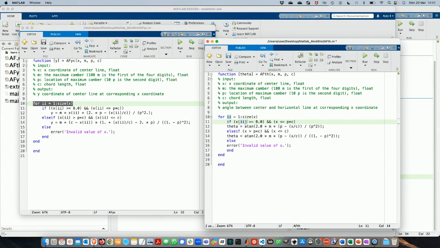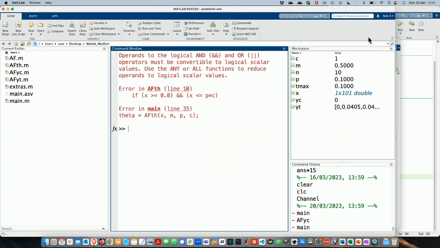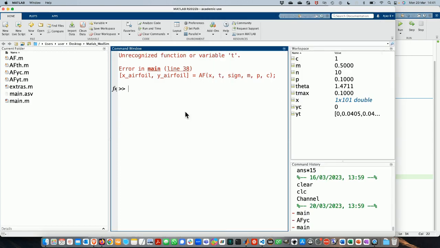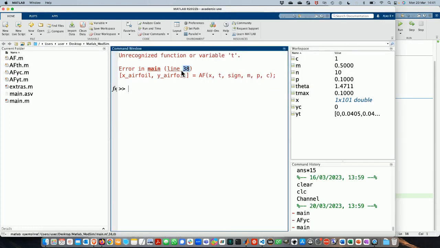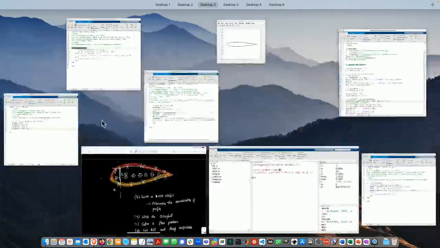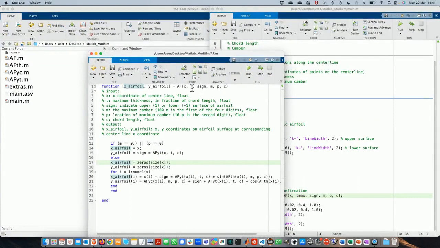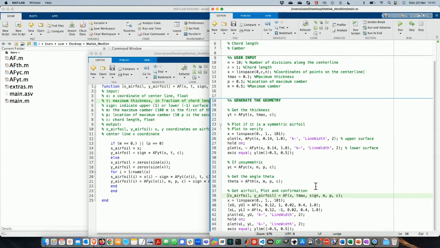Okay. Let's try to see how to create this airfoil, right? Still we have an error. It says we don't know what T is. So what's T? What was our T? T max, right? Doesn't know what T is. But we're creating a T somewhere here. It says maximum thickness. That should be T max then. So let's try to send that.